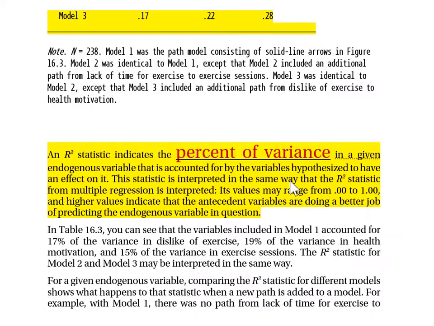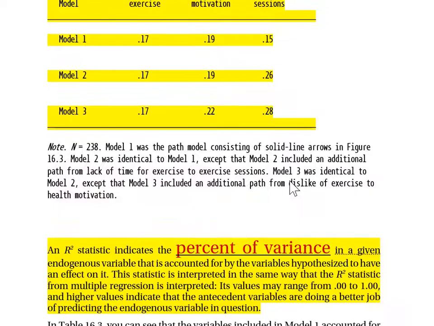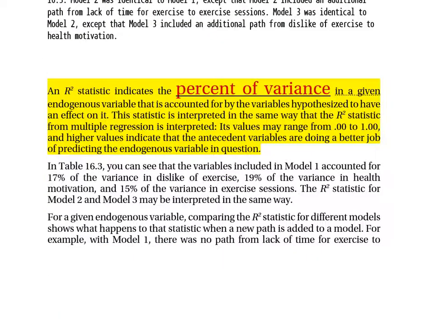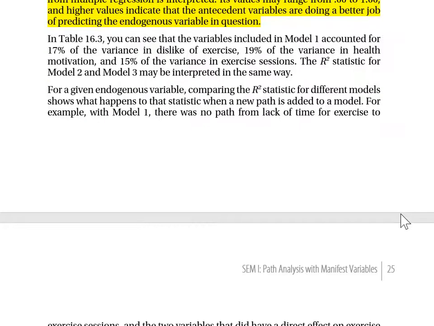What does the text have to say? I am on page 24, halfway down. An R-squared statistic indicates percent of variance in a given endogenous variable that is accounted for by the variables hypothesized to have an effect on it. This statistic is interpreted in the same way that R-squared statistic for multiple regression is interpreted. Its values may range from 0 to 1.0, with higher values indicating that the antecedent variables are doing a better job of predicting the endogenous variables in question.